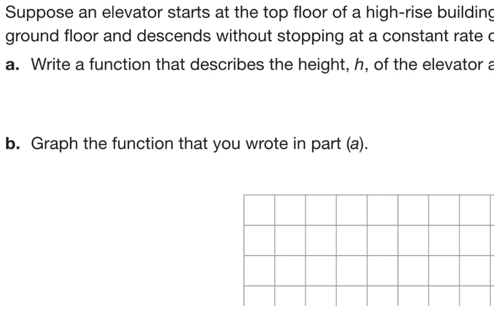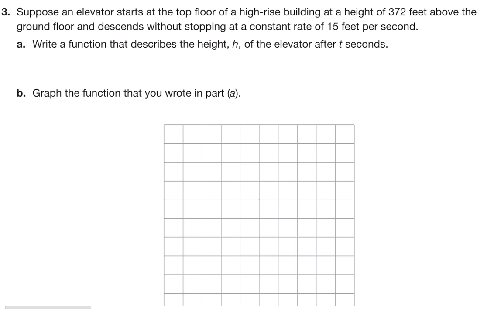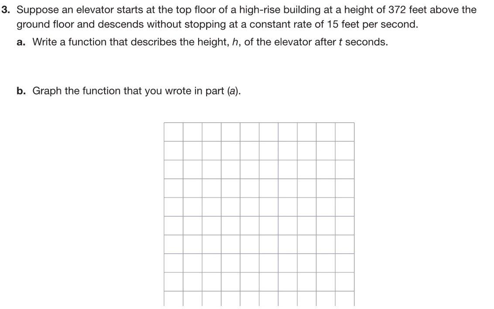Suppose an elevator stops, whoops, you can't see all that. Suppose an elevator starts at the top floor of a high-rise building at a height of 372 feet. So we're going to start way high at 372 above the ground floor and descends without stopping. It's like an express elevator. It's going to descend all the way without stopping at a constant rate of 15 feet per second. So here's my rate, and it's descending.